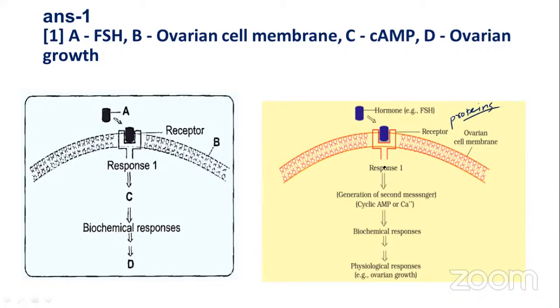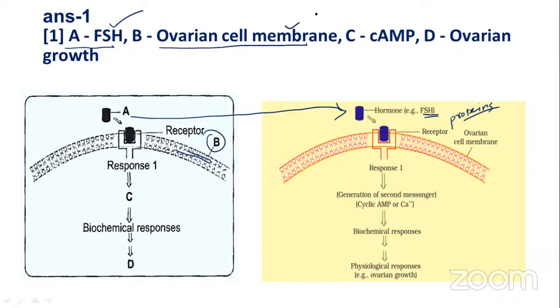So here, A is a hormone, FSH. The first one is A, which is FSH. And the second one is the ovarian membrane. See, this is called the ovarian membrane. This part is called B. It is also the ovarian cell membrane. And what will be the response? See the part C.